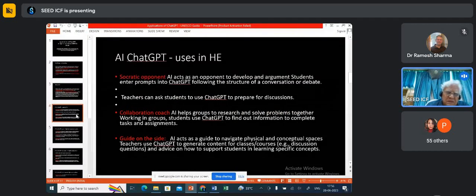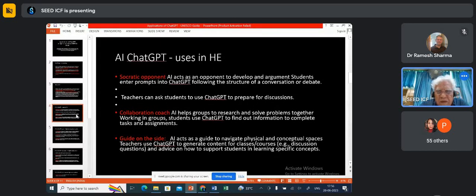Then there are certain software, about 10 or 15, which must have been discussed by Dr. R.C. Sharma. Some of the software is directly being used to develop and augment the students, and enter prompts into ChatGPT following the structures and conversation and debate that can take place, which is called the Socratic component. And teachers can ask students to use ChatGPT to prepare a discussion. For that purpose, it's a very positive aspect: you prepare a discussion and then come for a discussion.